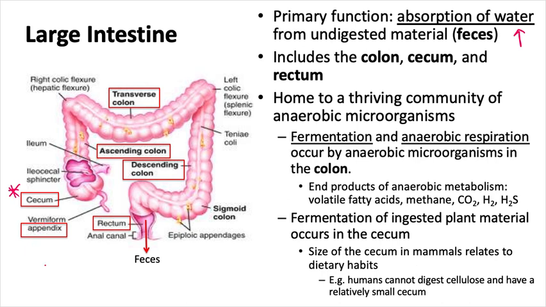The large intestine is the most dense bioreactor in our bodies. It is home to a thriving community of anaerobic microbes. So our anaerobes will grow by either fermentation or anaerobic respiration. You should review what these two processes are.